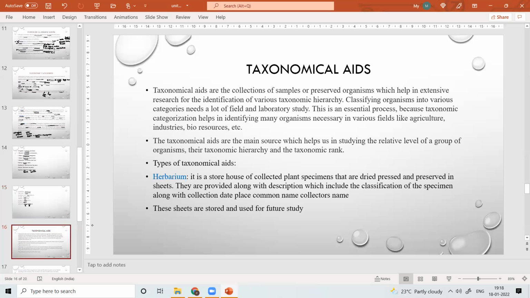So what are the taxonomical aids? So basically, taxonomical aids are the collection of samples. So basically, in order to study different species, we need to preserve already studied specimens. So a specimen is a representative of one type of organism. It is a representative from one group, one related group.